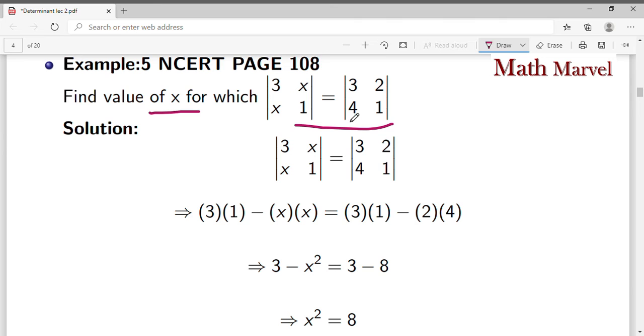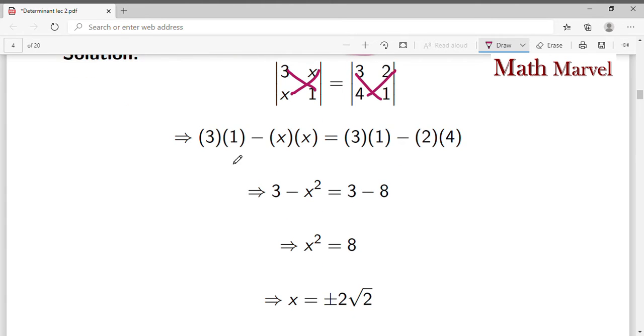Now for this equation, first of all we need to solve the determinants. So how to solve the determinant? Again, this is a 2 by 2 determinant. So 3 into 1 minus x into x, equal sign, here again 3 into 1 minus 4 into 2. So after simplification we get 3 minus x square equal to 3 minus 8. Now here 3 cancels out. So x square is equal to 8. Now take the square root on both sides. So the answer is x equal to plus or minus 2 root 2.